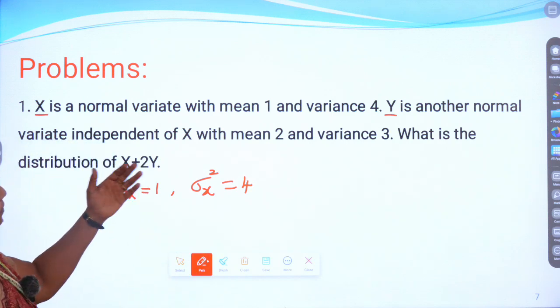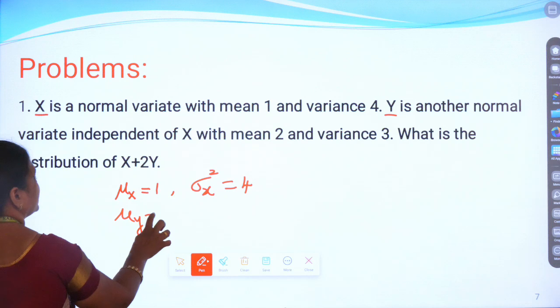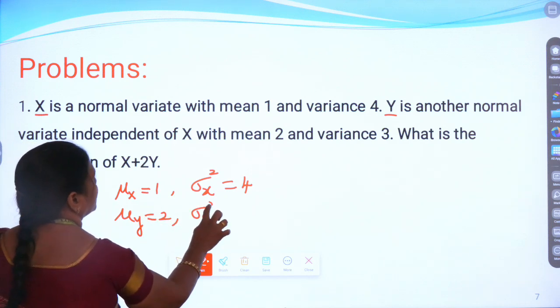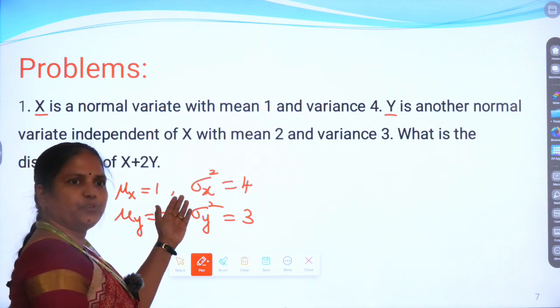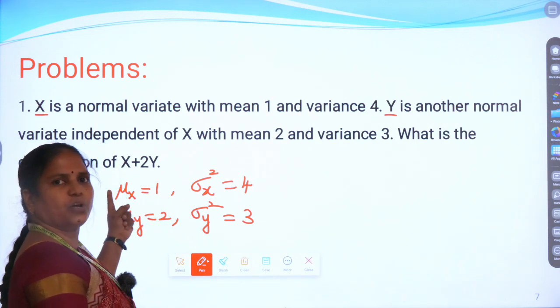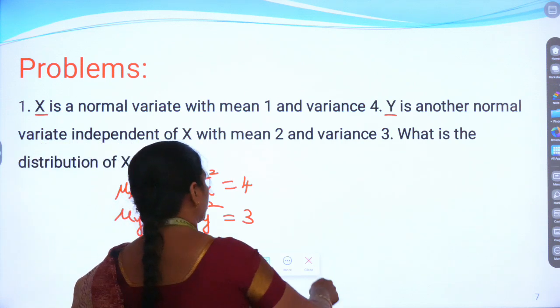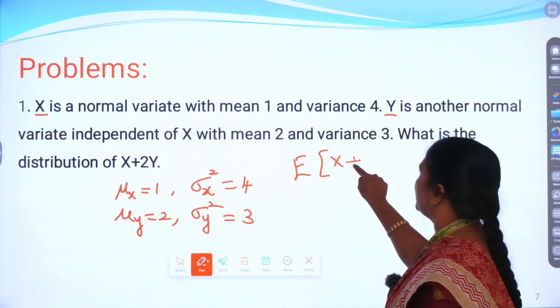Likewise, in y, what is the mean given? The mean of y is given as 2 and the variance of y is given as 3. What do we have to calculate? We are going to calculate the distribution of x plus 2y. To define the distribution, we have to find the expectation and the variance of the distribution.